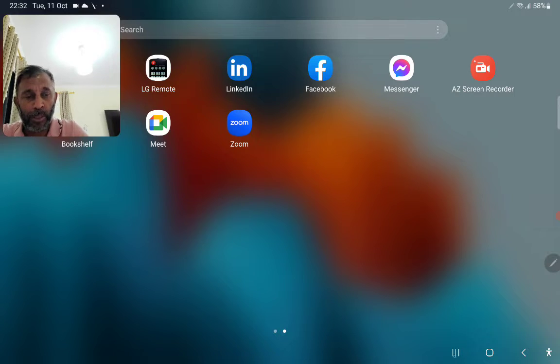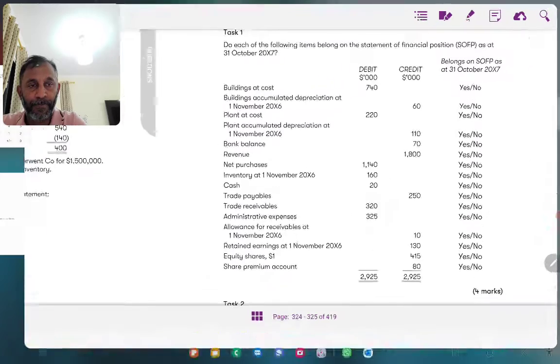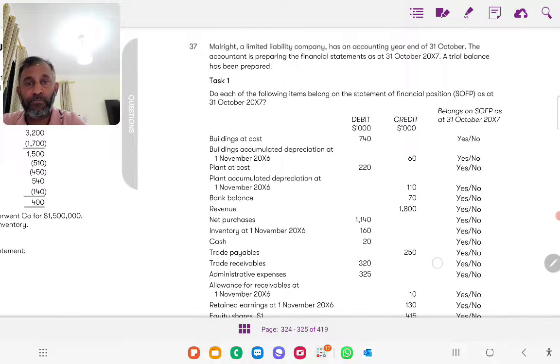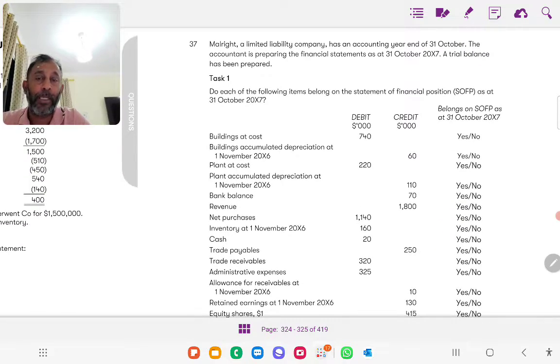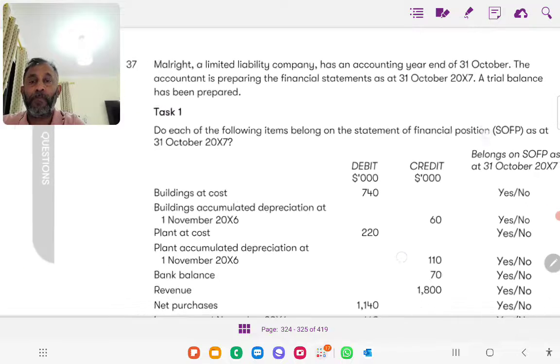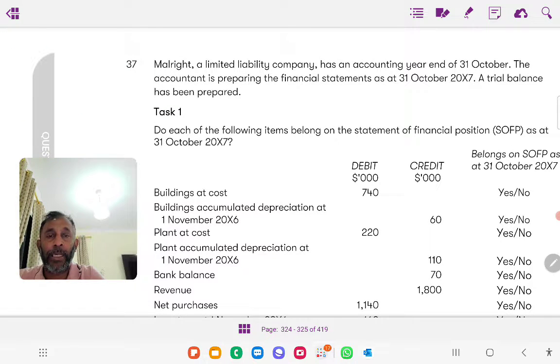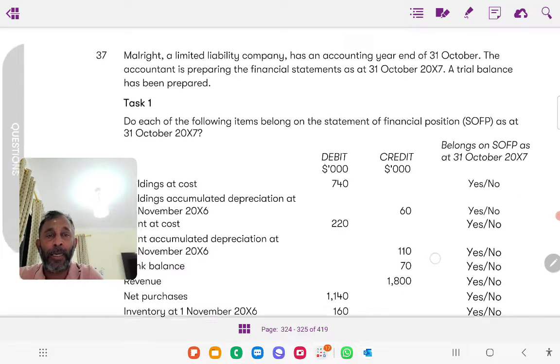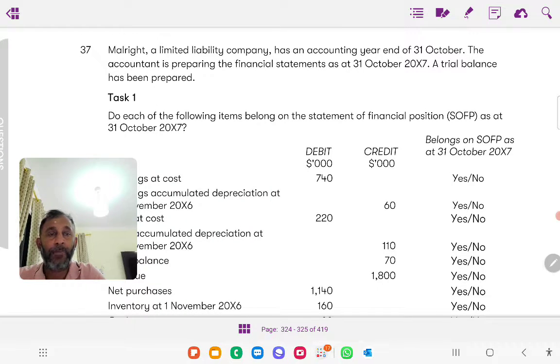So this question, let's see. Question number 37. M limited liability company has an accounting year end of 31st October. The accountant is preparing the financial statements as of 31st October 2017. A trial balance has been prepared. Do each of the following items belong on the statement of financial position as at 31st October 2017?